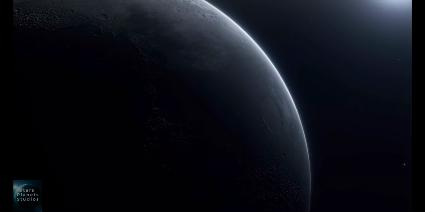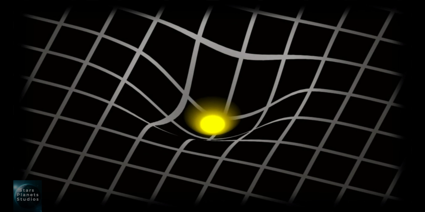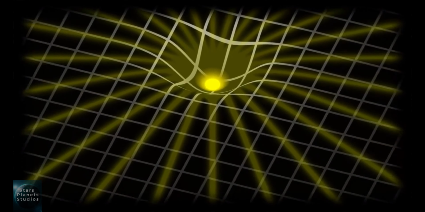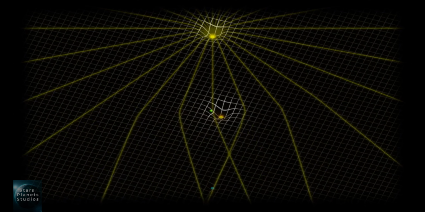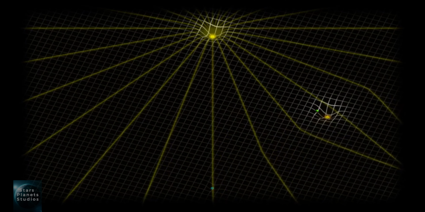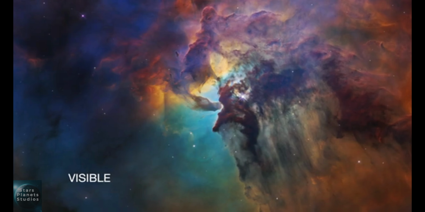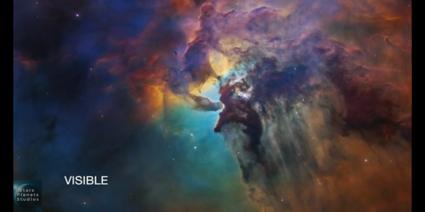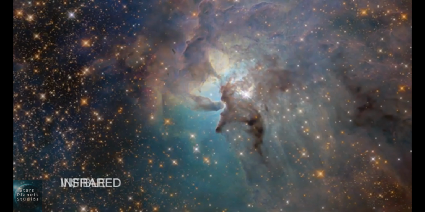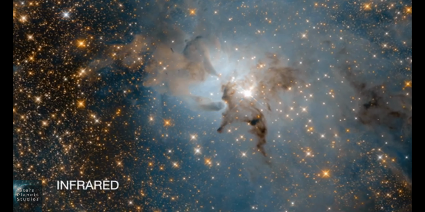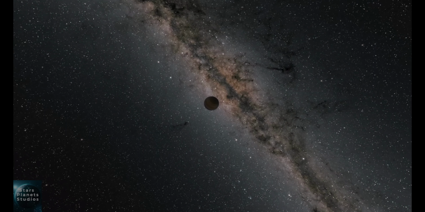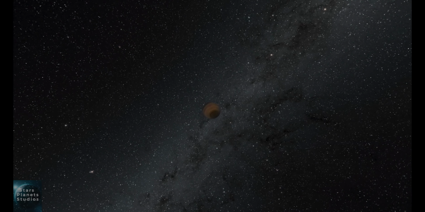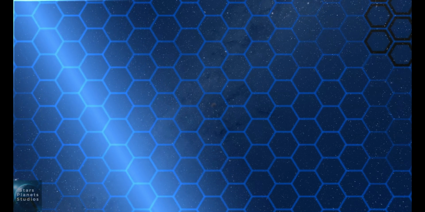Scientists mainly rely on these methods. Gravitational microlensing: when a rogue planet passes in front of a distant star, its gravity bends and magnifies the star's light, revealing its presence. Infrared observations: these planets emit faint thermal radiation, which sensitive infrared telescopes can sometimes pick up. Direct imaging: very few rogue planets have been directly observed due to their faintness and the vast interstellar distances.